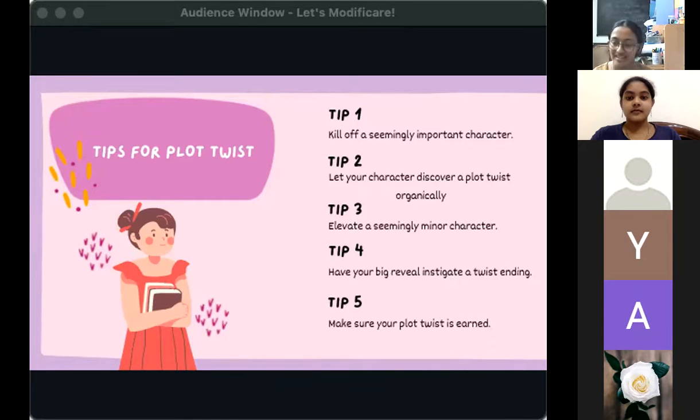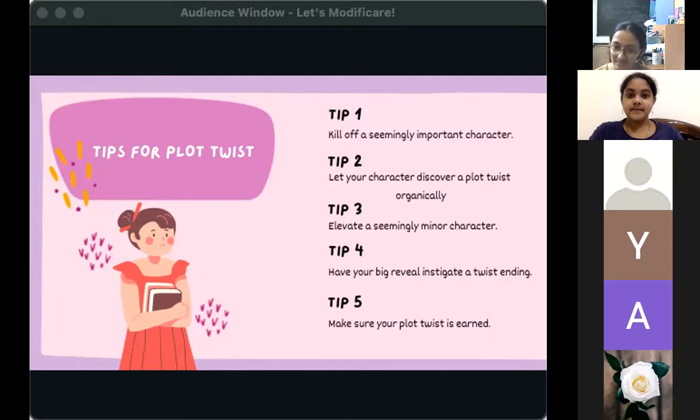And then the next plot twist will be to let your main character discover the plot twist. You shouldn't let a minor character take over the plot twist discovery. It should be the main character who discovers it. And then in the starting of the story, you can show a person as a minor or supporting character. But later on, when the story develops, you can make him the antagonist or a supporter of the protagonist.